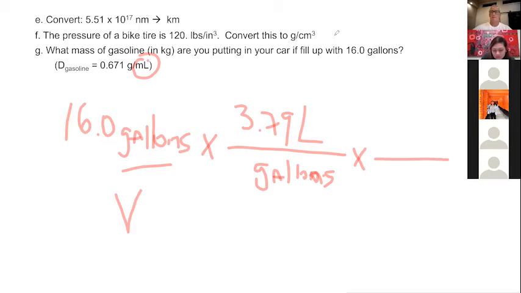So we want milliliters on the top here and liters on the bottom. How many milliliters are there in a liter? 1,000. That's right. So if we just do this calculation, that gives us the number of milliliters. So how many milliliters is that? Quite a few.